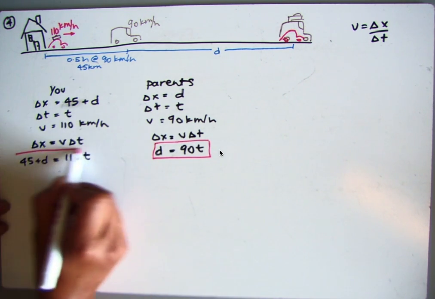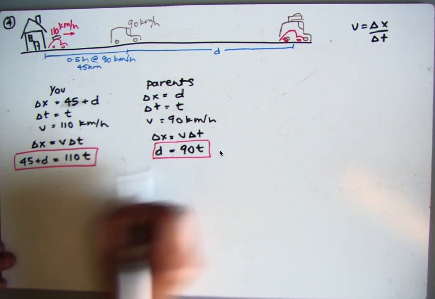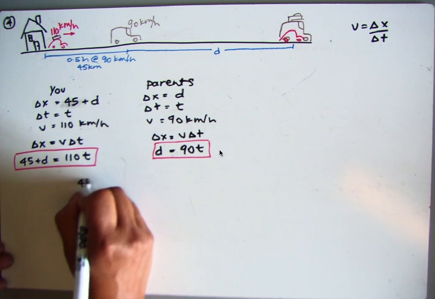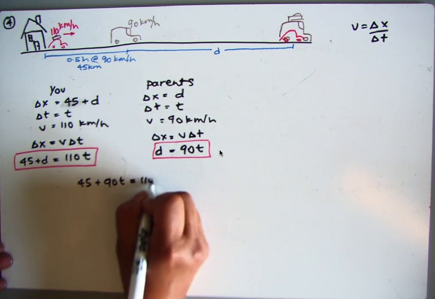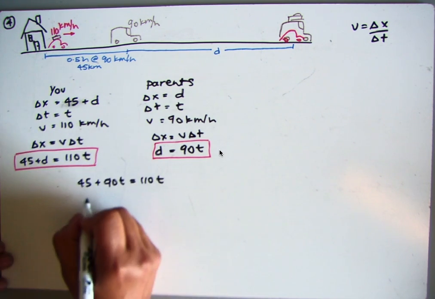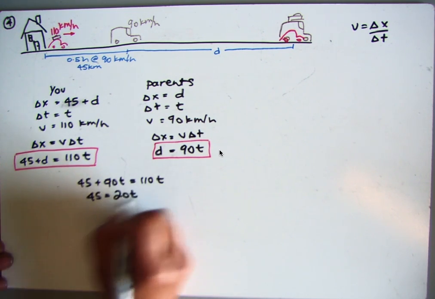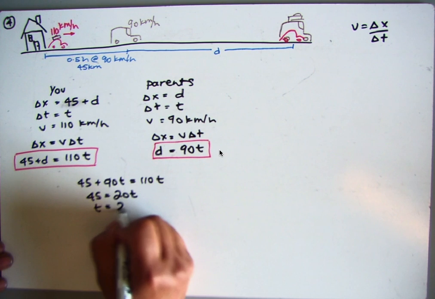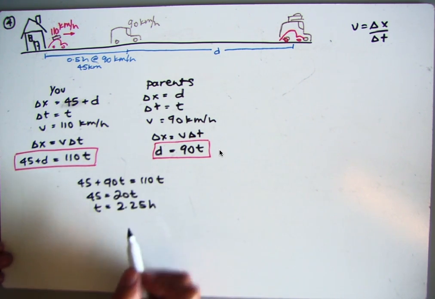So what we have here is a system of equations. How do we solve a system of equations? Well, there are lots of different ways to do it. One way is substitution. We could substitute d in for there. So we get 45 plus 90t equals 110t. Then we just solve this. So 45 equals 20t, or t equals 2.25 hours. So we get an answer here. But what are we answering?